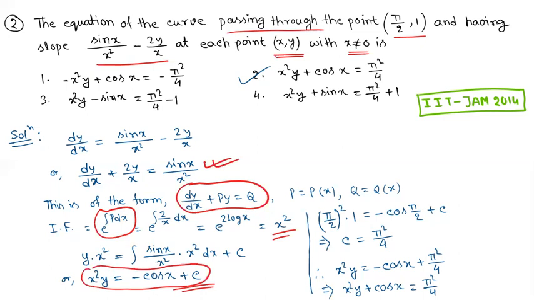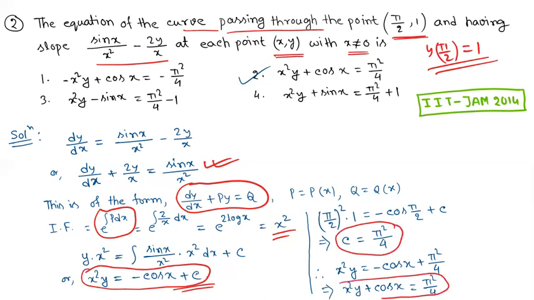Here given the curve passing through the point (pi by 2, 1), that means y(pi by 2) equals to 1. We put x equals to pi by 2 and y equals to 1, then we get c equals to pi square by 4, and finally we are getting this result: x square y plus cos x equals to pi square by 4. So option 2 is correct.